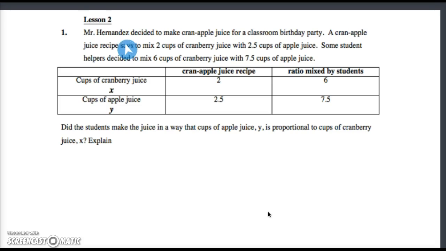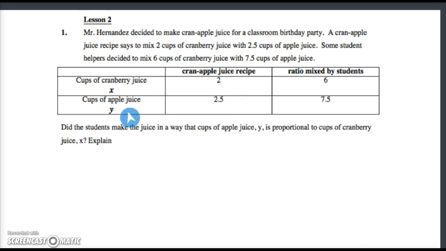Question 1. Mr. Hernandez decided to make crayon apple juice for a classroom birthday party. The recipe says to mix 2 cups of cranberry juice with 2.5 cups of apple juice. Some student helpers decided to mix 6 cups of cranberry juice with 7.5 cups of apple juice. So here's that data organized in the table.